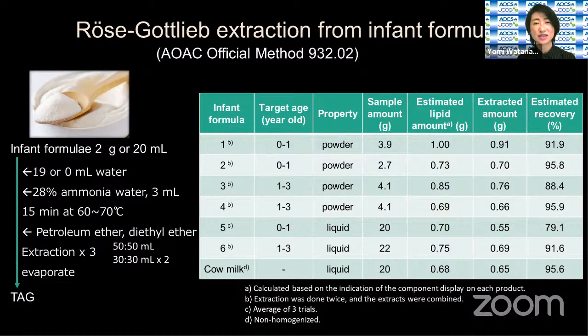We purchased 6 different infant formulas locally. 4 of them were in powder form and 2 were in liquid form. Infant formula in powder were dissolved in water and heated at 70 degrees for 15 minutes with ammonia water. Then lipids were extracted with petroleum ether and diethyl ether using the well-known Rose Gottlieb method. The recoveries were estimated to be in the range of 80 to 95%. The extracted lipid consisted mainly of TAG.